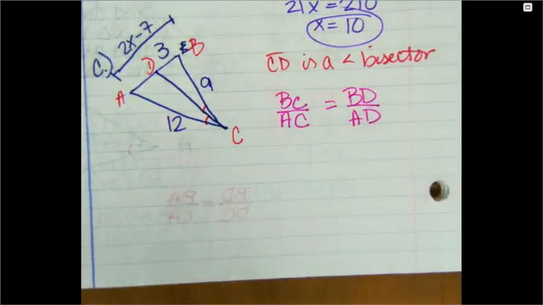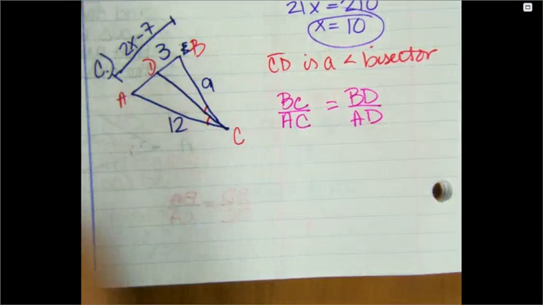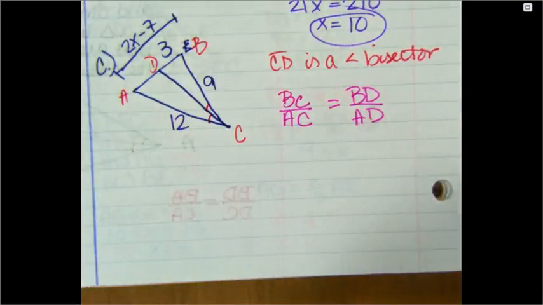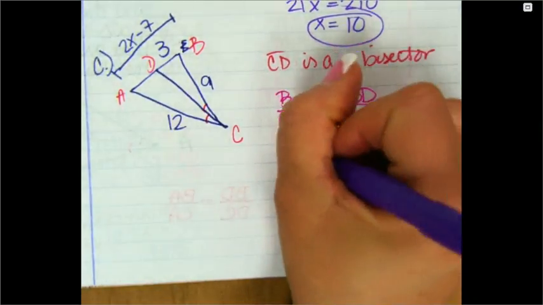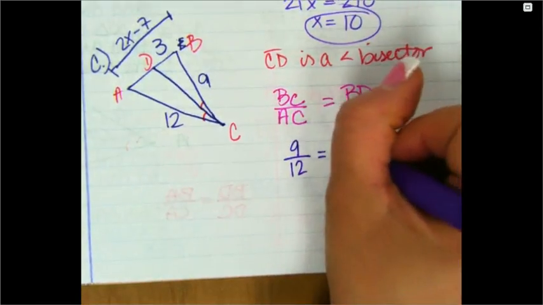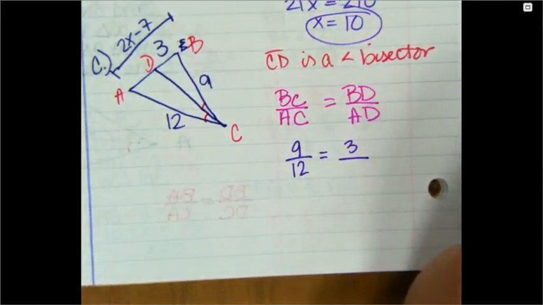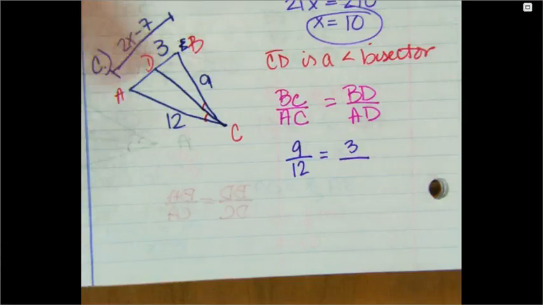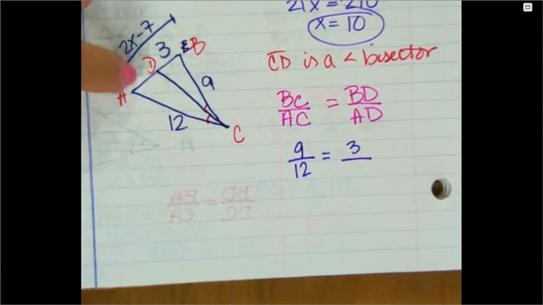Don't confuse yourselves. Follow what we've done the last two, or this one in the notes, and go in the same order. Okay. So what's BC? 9. What's AC? 12. What's BD? 3. What's AD? We don't know. How do we find AD? You can't call it x, because I know the whole thing AB is 2x minus 7, and I know that DB is 3. So what is this piece here?